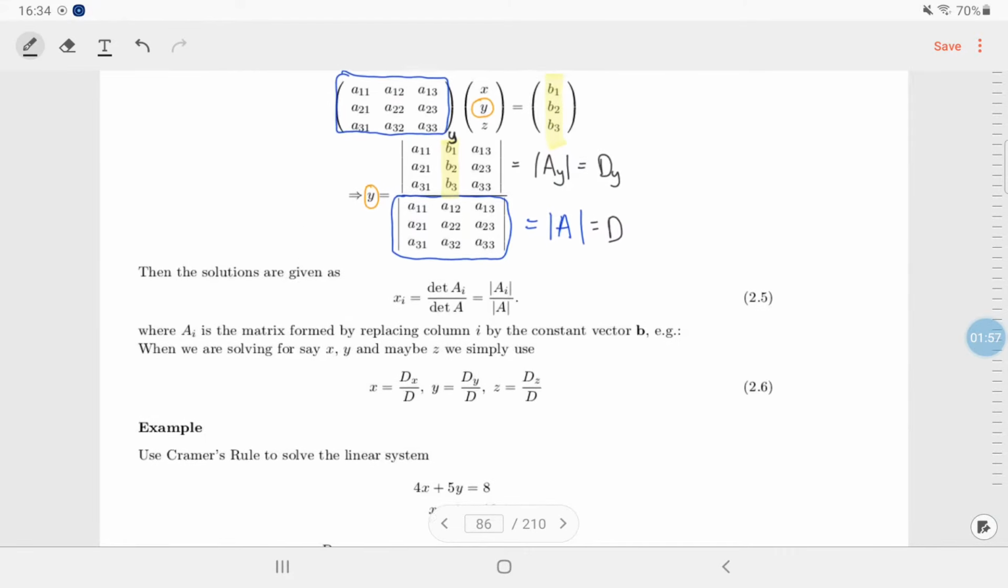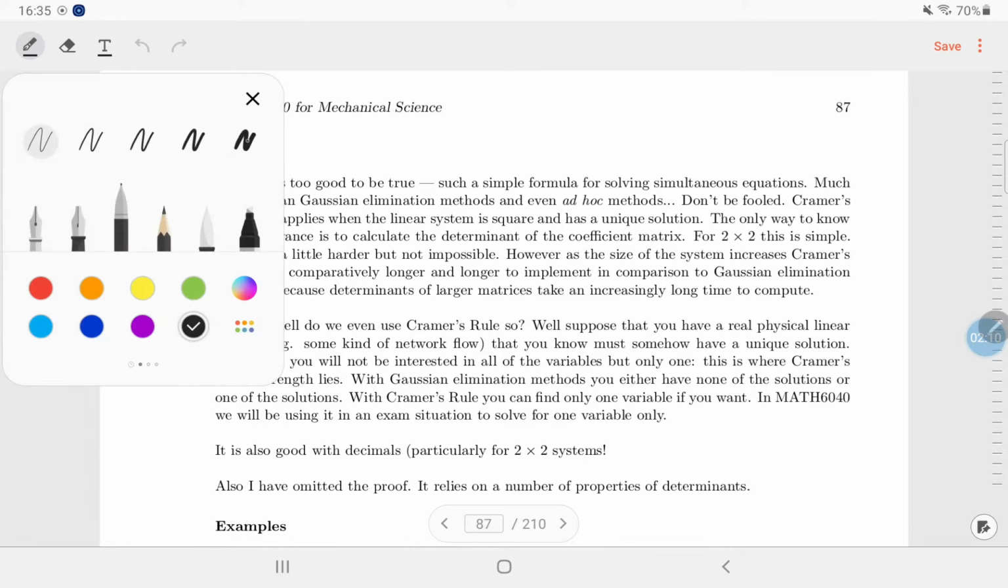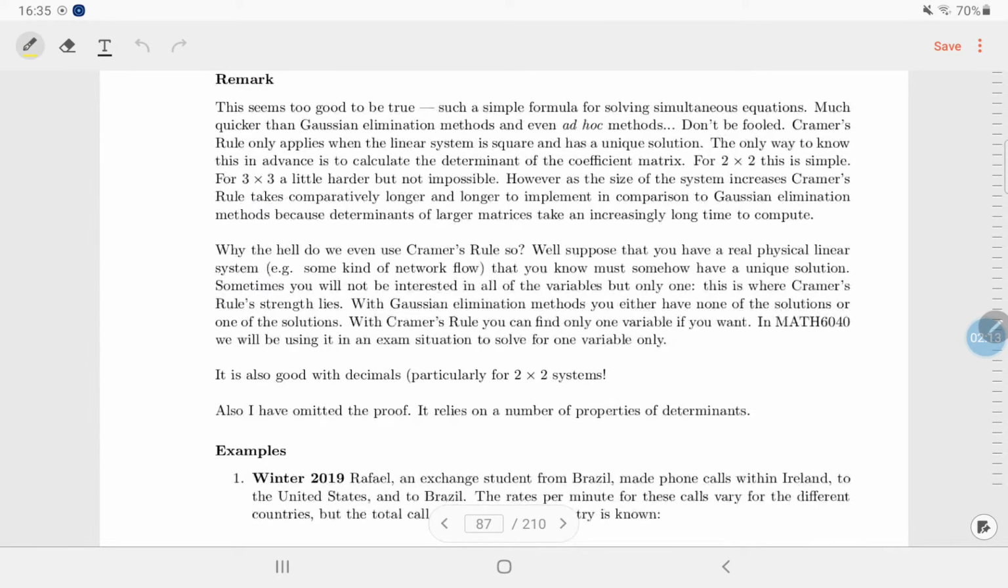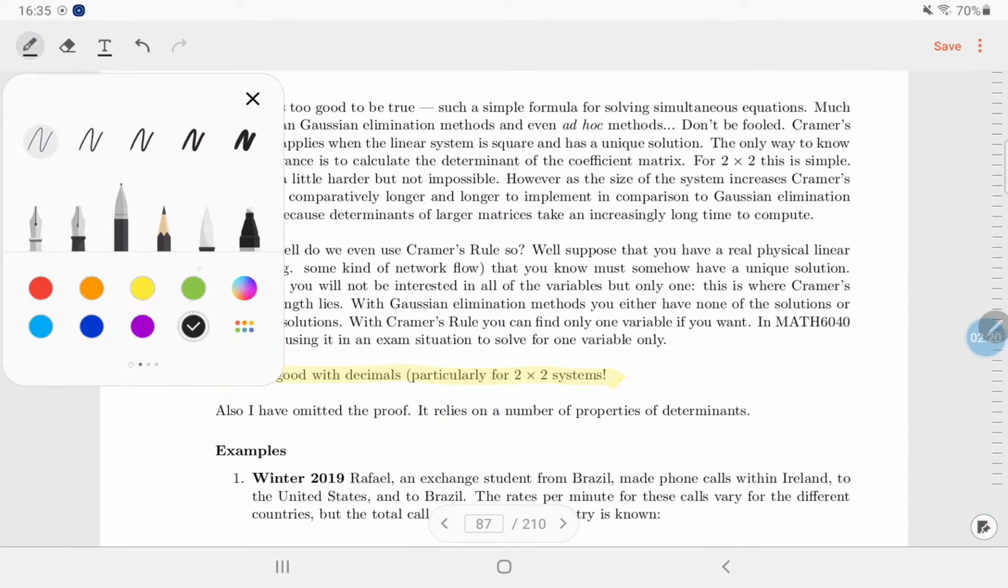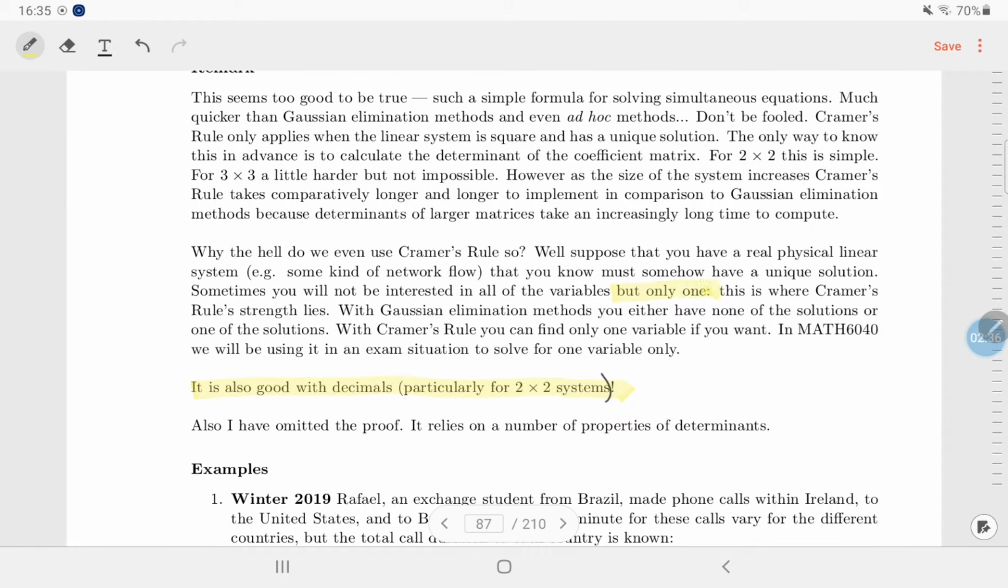Now what I will say is, it seems like that's a great, easy way to solve simultaneous equations, but there are only really two situations where it's much good. The first is decimals. If you've got a 2 by 2 simultaneous equation and the numbers are really nasty, with decimals, this Cramer's rule is good. It's also good if you're interested in not all of the variables, but only one. If you don't want to solve for x, y, and z, and you just want to find y, this is a good way of doing things.